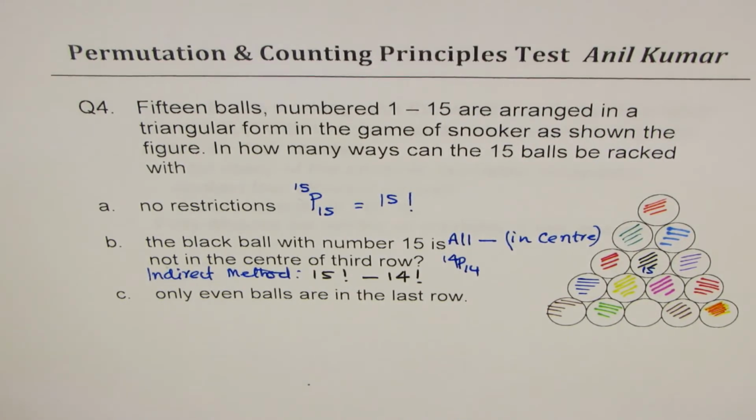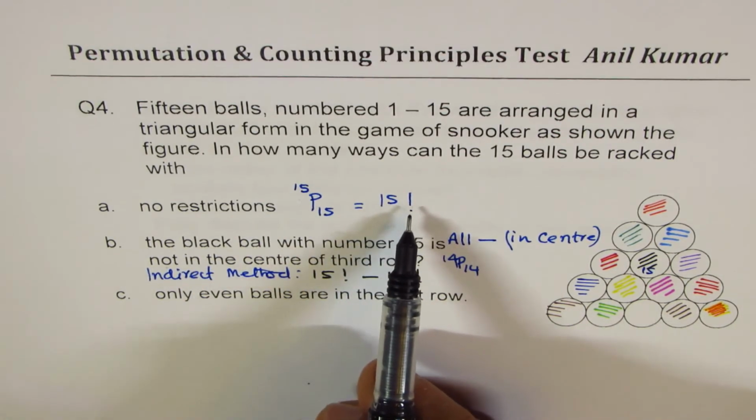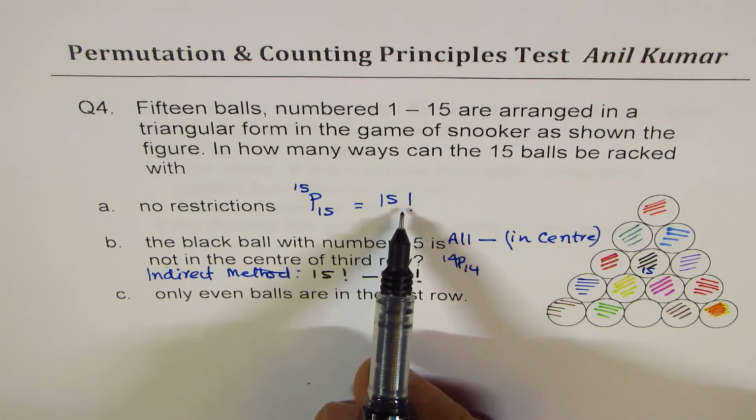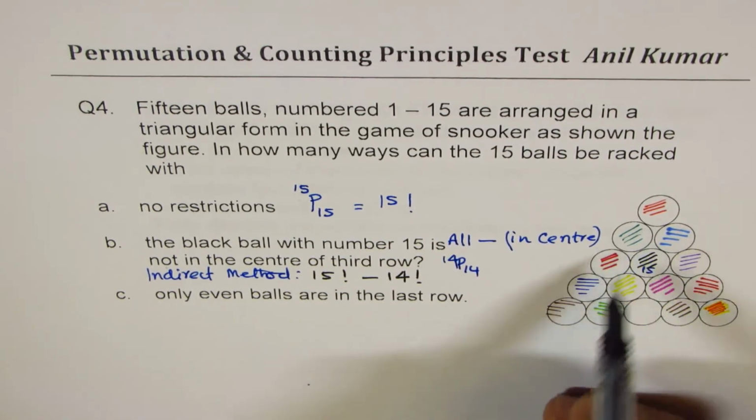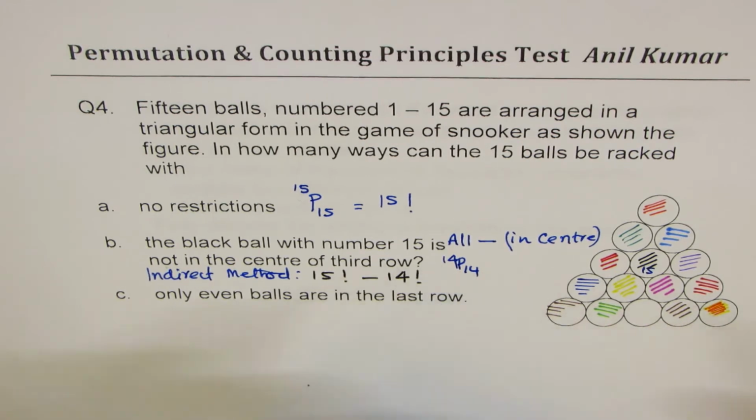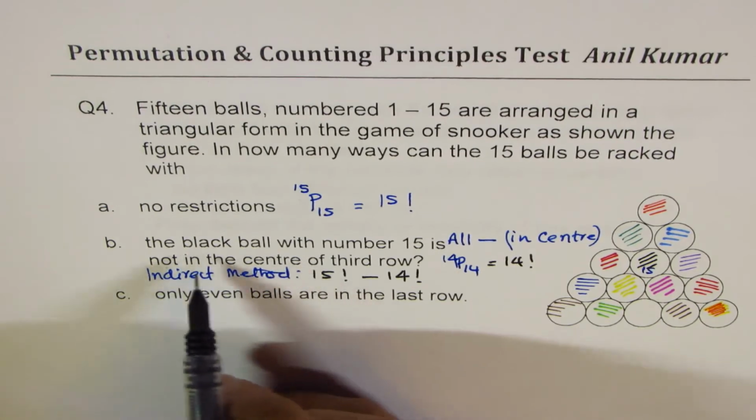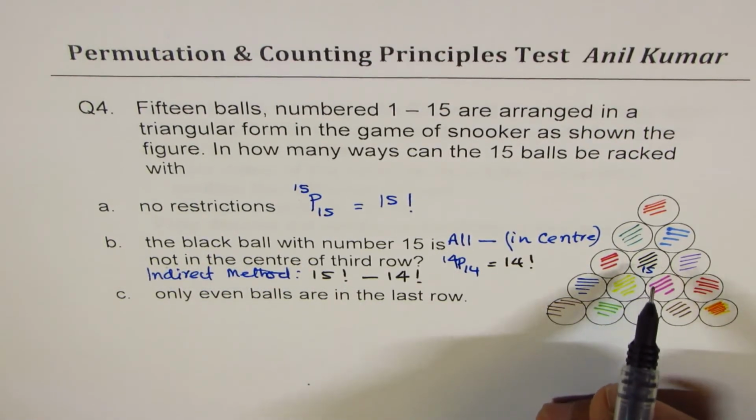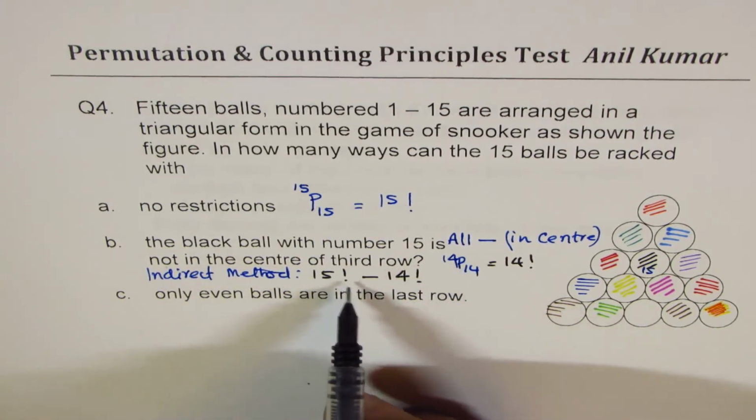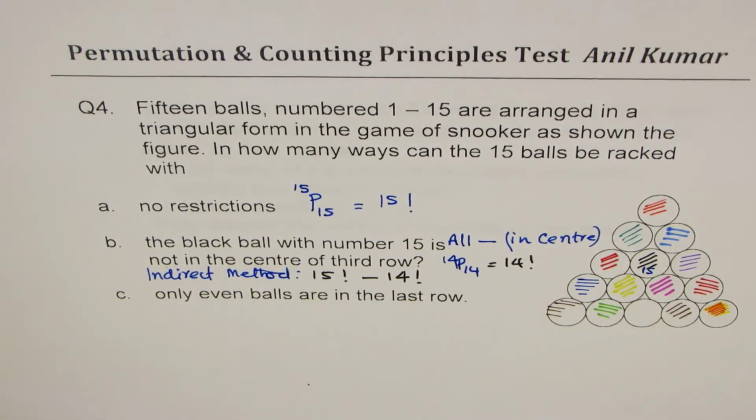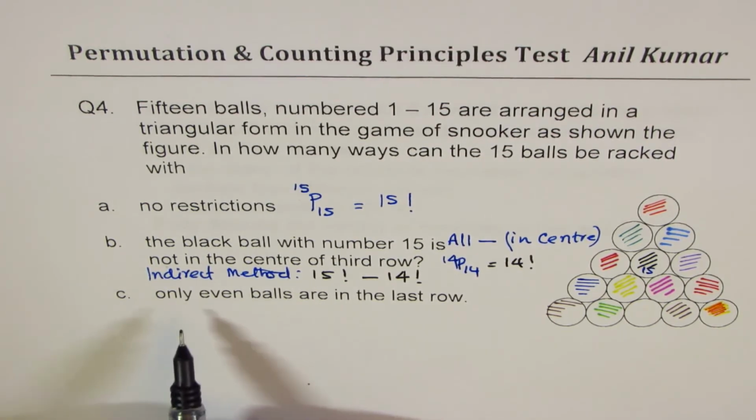So what I'm trying to say here is, with no restriction, we get 15 factorial ways. And if I fix this position, I'm left with 14 balls and 14 positions, so that is equal to 14 factorial ways. But what do we want? We do not want the black ball right here. So the number of ways will be the difference of these two. So it is 15 factorial minus 14 factorial. Perfect? Now let's do the last one, which is very tricky.